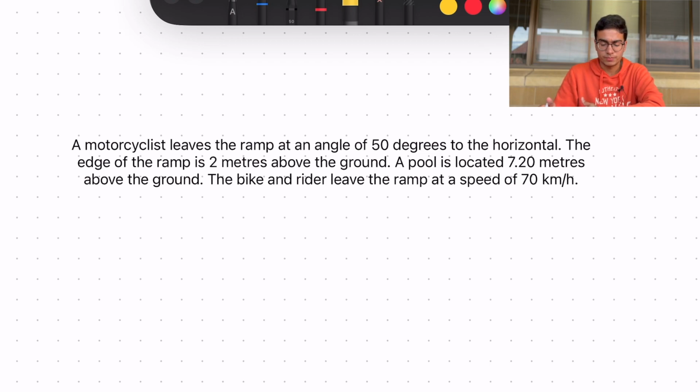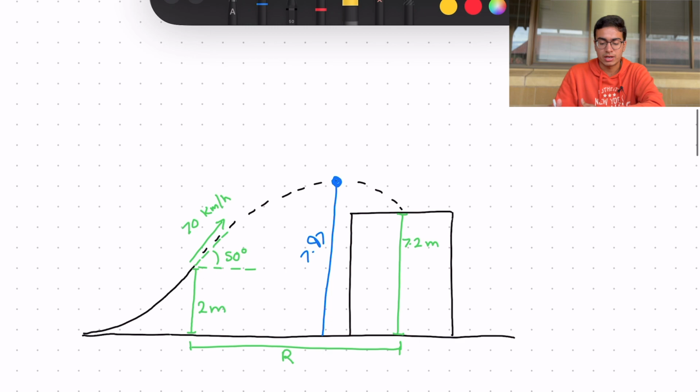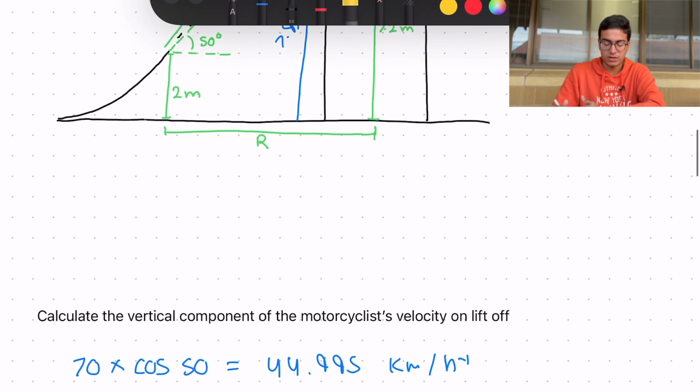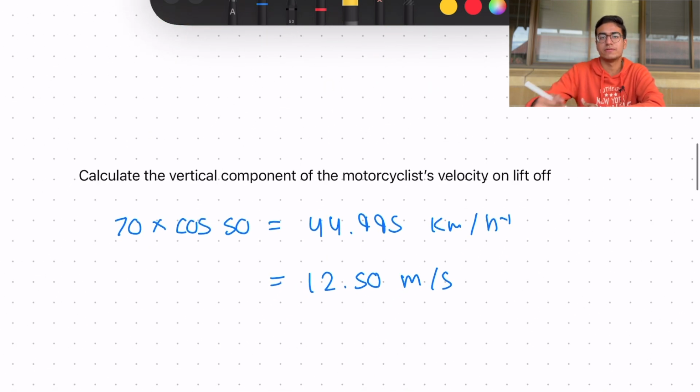The first step is to always just draw a diagram, and then from your diagram, whatever question you have, you can just see what variable you have and what variable you don't have. And then you can just scan your equation sheet to find which equation you can use to find the answer.